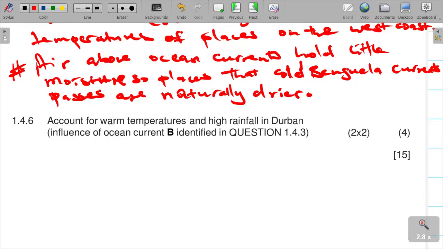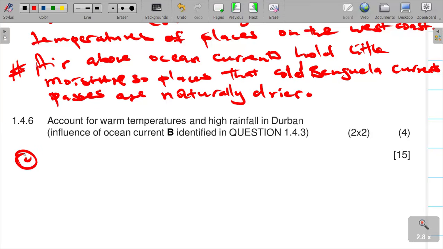The next question is saying, account for warm temperatures and high rainfall in Durban. How do ocean currents influence it? We need to identify that.